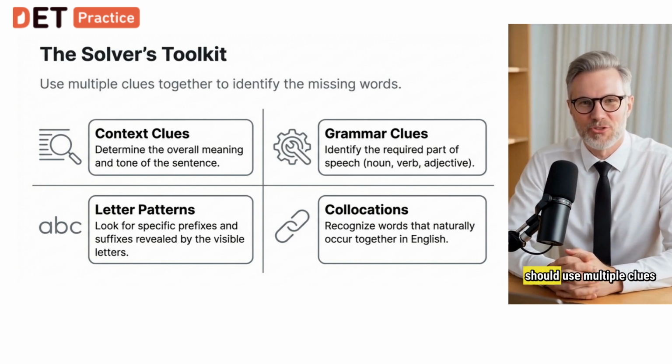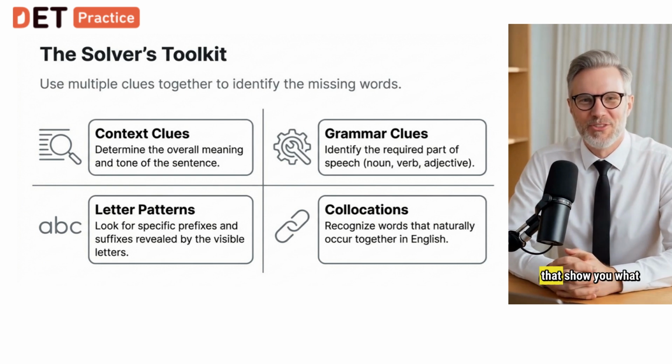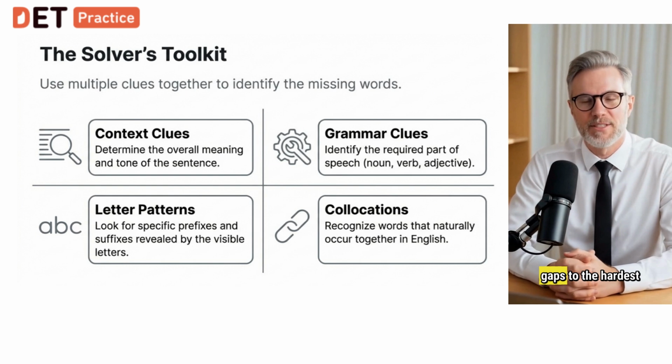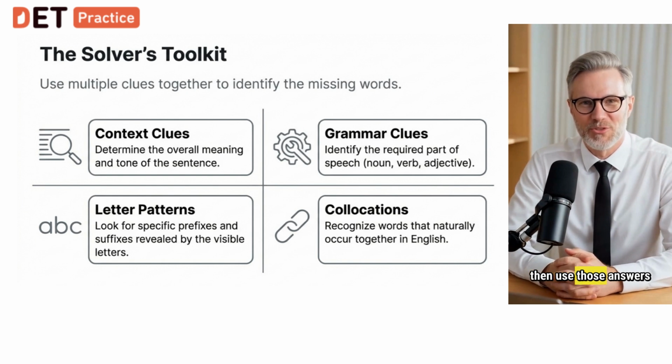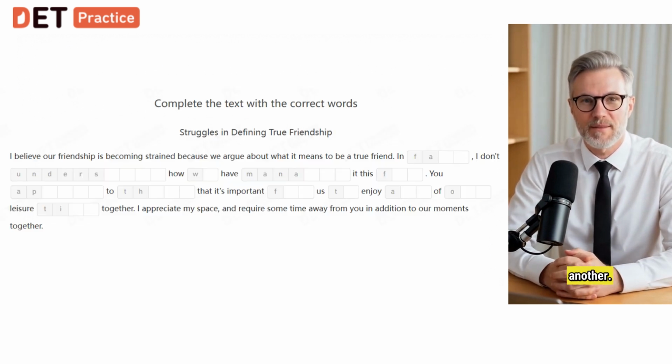Next, remember that you should use multiple clues together when solving these problems. Look for context clues that tell you about the meaning, grammar clues that show you what part of speech you need, letter patterns that reveal prefixes and suffixes, and collocations, which are words that naturally go together in English. It's also smart to work from the easiest gaps to the hardest ones. Fill in what you're most confident about first, then use those answers to help you figure out the harder ones. Sometimes one answer provides crucial context for understanding another. Before we begin, pause for 30 seconds and look at the question.